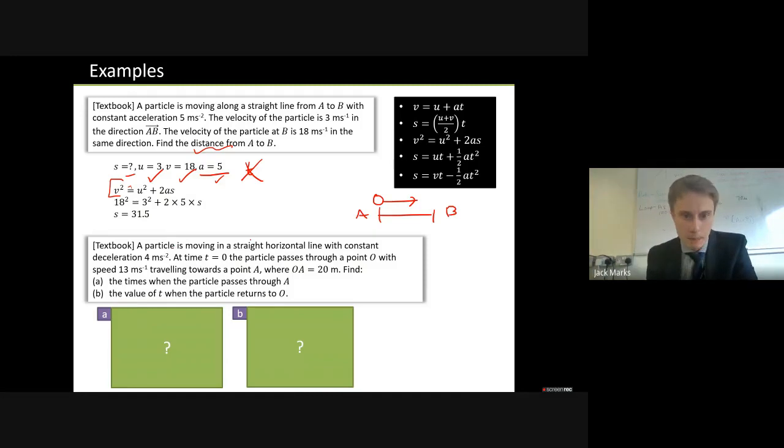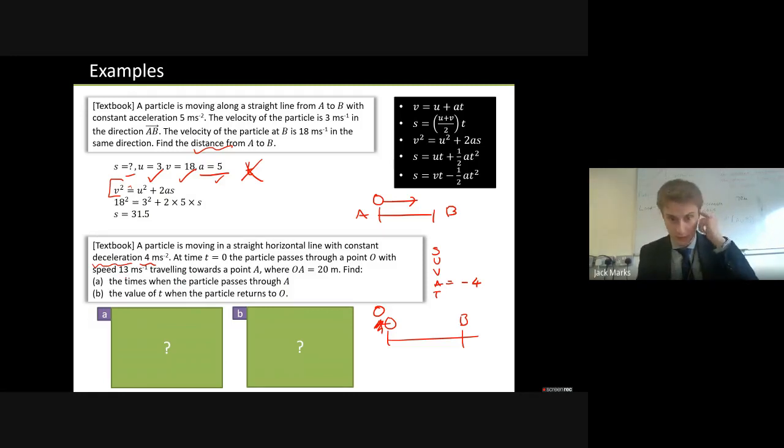Okay. A particle is moving in a straight horizontal line with constant deceleration 4 meters per second squared. So you're probably getting the idea from now what we're going to do. A straight horizontal line, so again, I would do the same sort of thing. Constant deceleration. Deceleration is negative, so -4. At time t equals 0, this is the start of the journey. The particle passes through the point O with speed 13 meters per second.